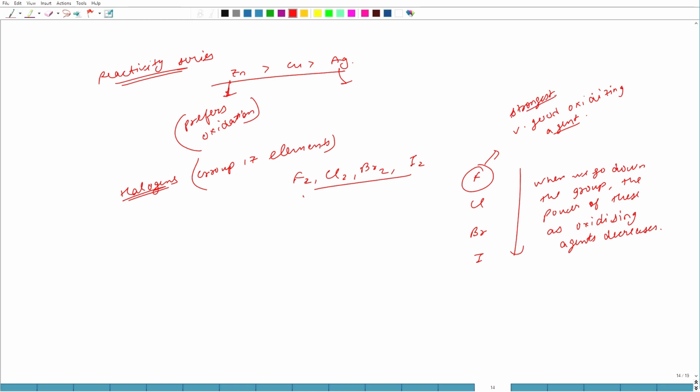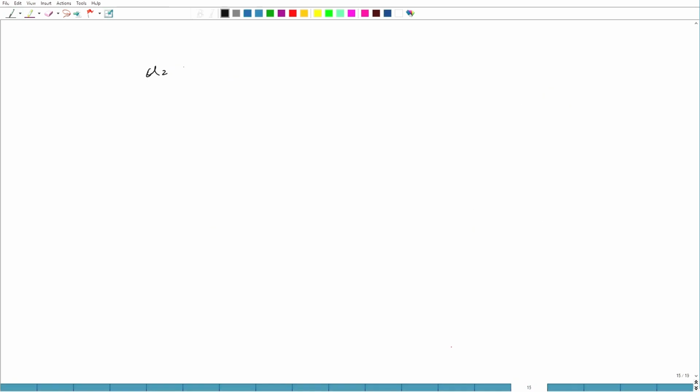Okay. That means that fluorine, F2, has more tendency to go into F minus. How will I see this through the examples? Let us see, where we will be needing to compare the reactivity series of these halogens. Let us say the chlorine is reacting with the KBr solution.